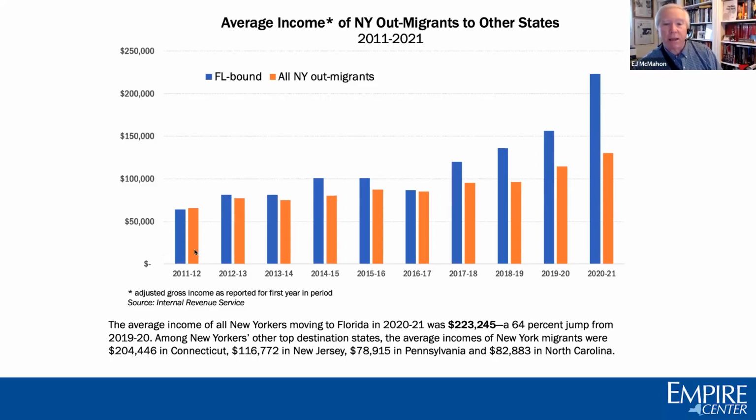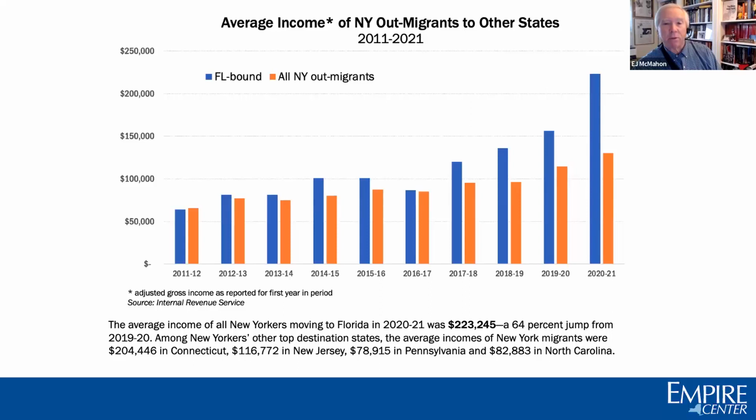If you look at the beginning of this 10-year series, the Florida average income was about the same as the average income of people moving to every state. And then the average income of people moving to Florida begins to tick up, and in 20 to 21 it is much more sharply higher. So you've got over $200,000 average income of New Yorkers moving to Florida, a 64% jump from the prior year. The average income of all New Yorkers moving is over $100,000. In fact, it was $130,000, which was also an all-time high.